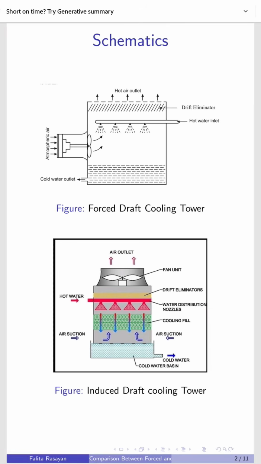When we consider the induced draft, the fan is at the top and it sucks air. The cold air comes in due to the sucking of the fan and it comes in contact with the hot water. The cold air becomes hot and moist and goes out of the top, and the cold water is collected at the basin.